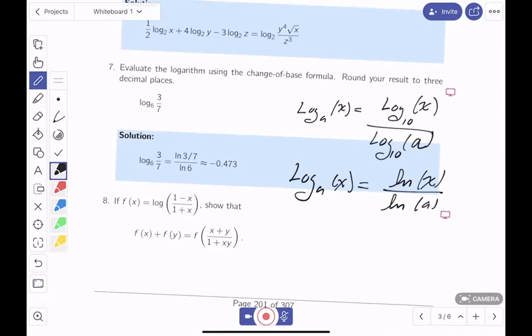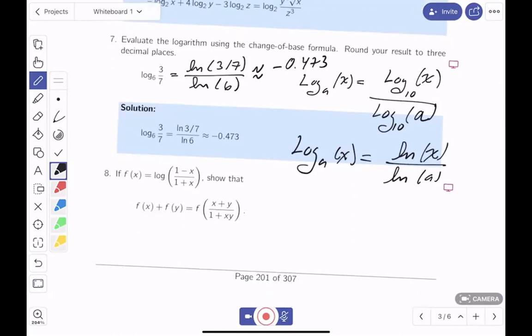Okay, so if you were to do this one over here, what's it going to be equal to? Well, I like to use natural log because it's easy for me to write down. So it's going to be natural log of 3 divided by 7 divided by the natural log of 6. Yep, you would need to use a calculator to do that. And if you did that in a calculator, you would get approximately minus 0.473.